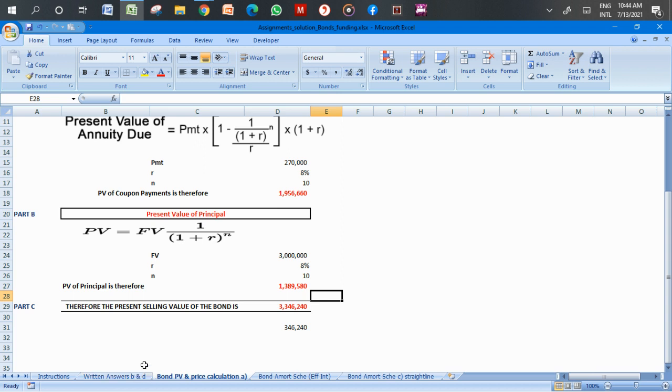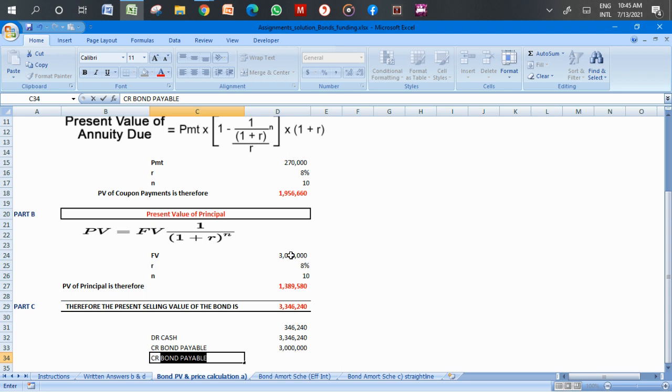So when you are journalizing, you are going to debit, of course, you are going to debit cash because we are receiving cash. How much are we receiving? We are receiving the present value of the bond. Then we are going to credit. And what are we going to credit? We are going to credit the bond payable by how much? We are going to credit the bond payable by 3 million because that is the face value of the bond.